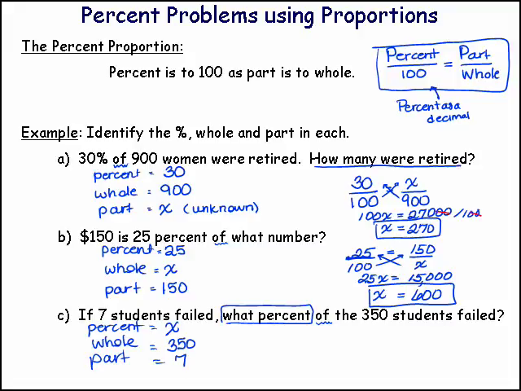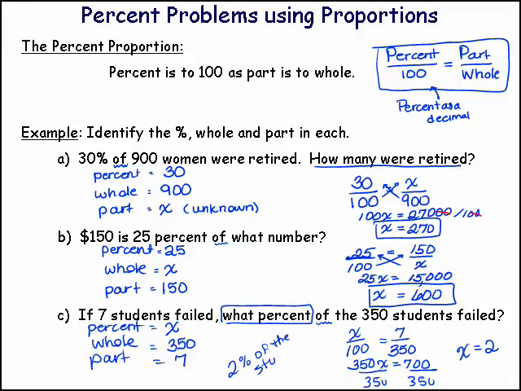So let's put this in an equation. You have x over 100 is equal to 7 over 350. Now cross multiplying, I'm probably going to run out of room here, 350x is equal to 700. Divide both sides by 350. What do we get when we do this? x is equal to 2. So what does that tell us? That tells us that 2% of the students failed, because that 2 is a percent.